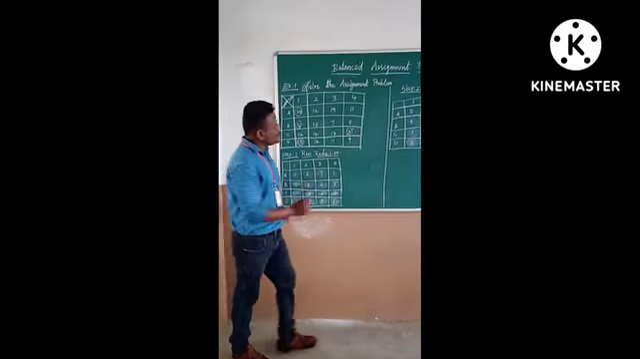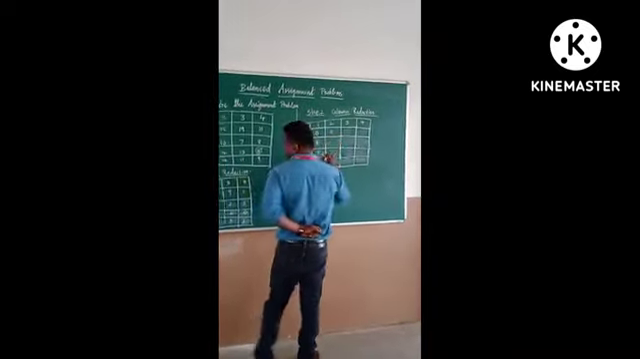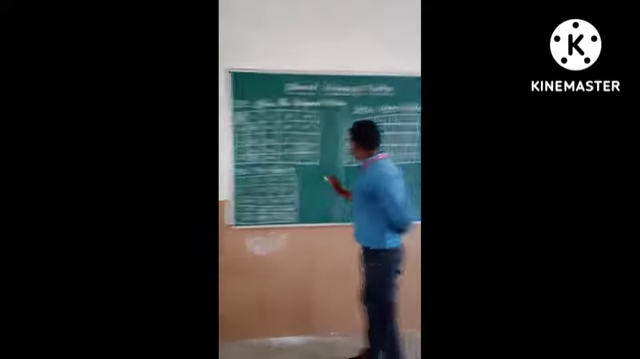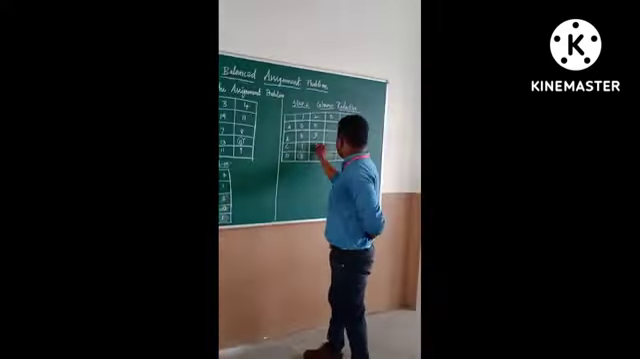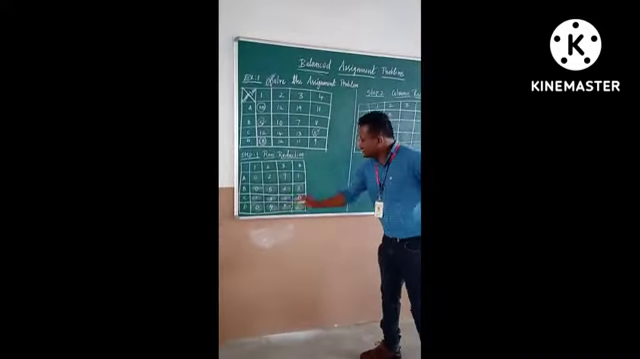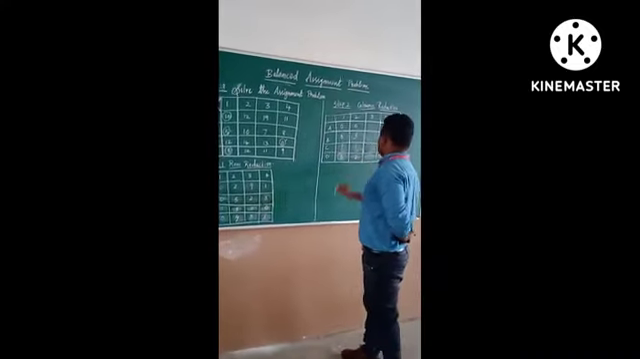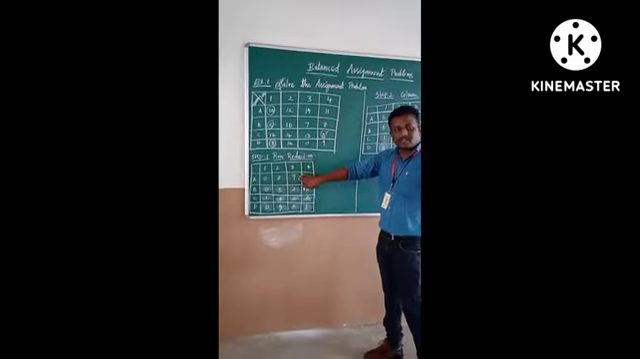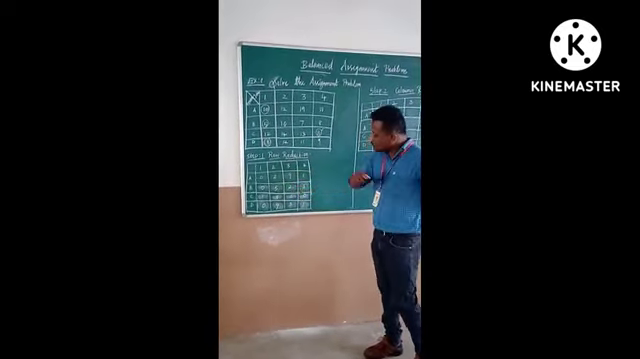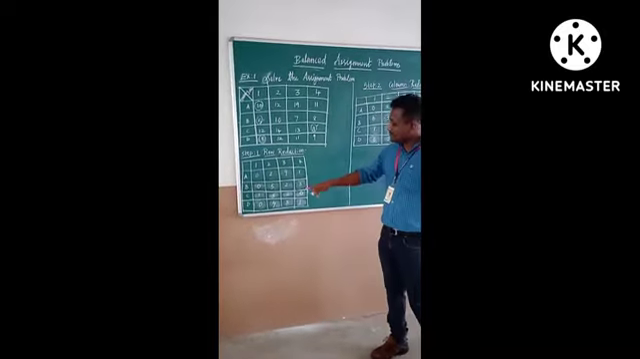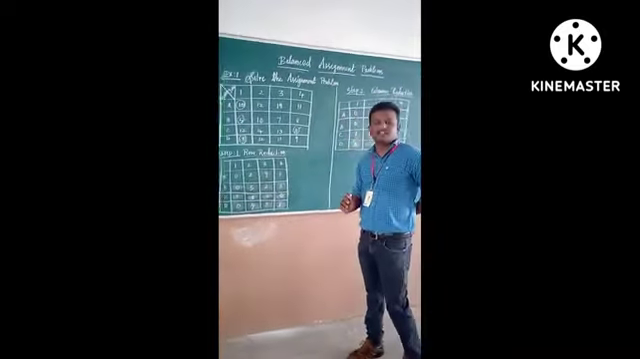Now 2 minus 2 is 0. Then 5 minus 2 is 3. Then 3 minus 2 is 1. Then 4 minus 2 is 2. Let us move to the third column. The least element in the third column is again 2. This element has to be subtracted from all other entries in the third column.